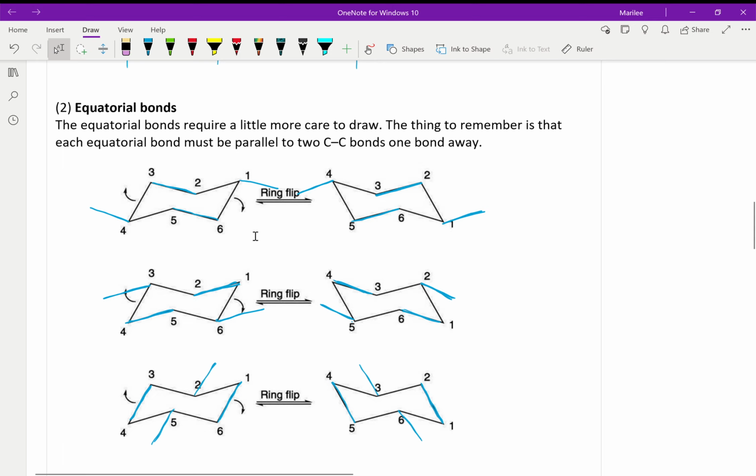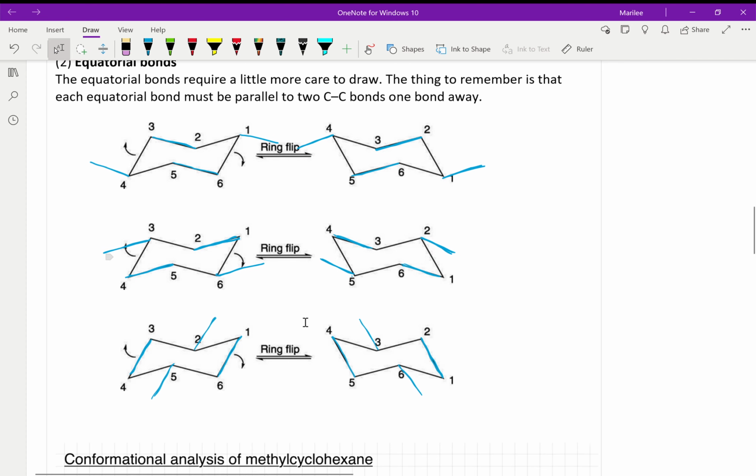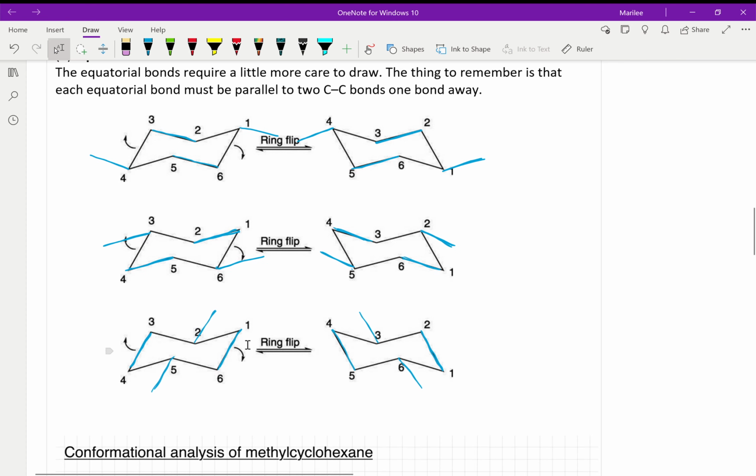And then if you have parallel of 1, 2, and 4, 5, then 6 will be parallel to that, and 3 will be parallel. And then when you flip the ring, it'll be the same concept. And lastly, if you have a parallel line of 1, 6, and 3, 4, 2 and 5 will follow that. So if you flip the ring, the 3 and 6 will follow. So everything is flipped on the right side.